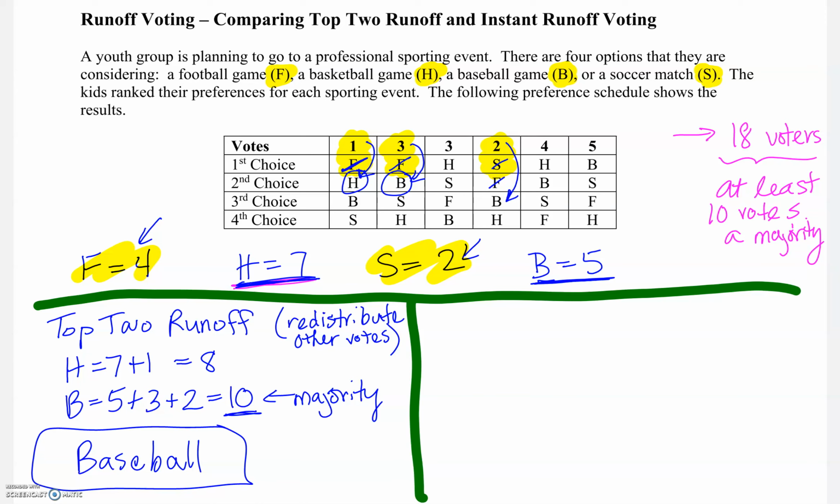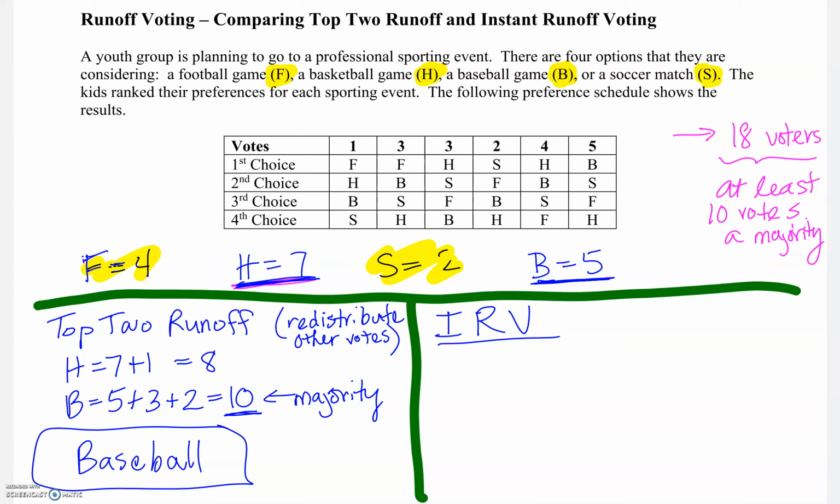The other technique that we've talked about in class is instant runoff voting, or sometimes IRV is the abbreviation. In instant runoff, instead of eliminating everybody but the top 2, you eliminate the candidates who got the least votes one at a time. So let me again clear this off so that I have a nice clear board here, you might say.